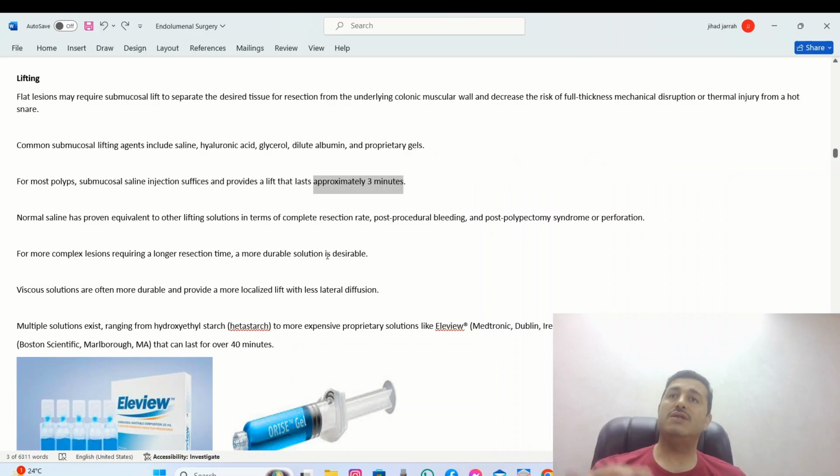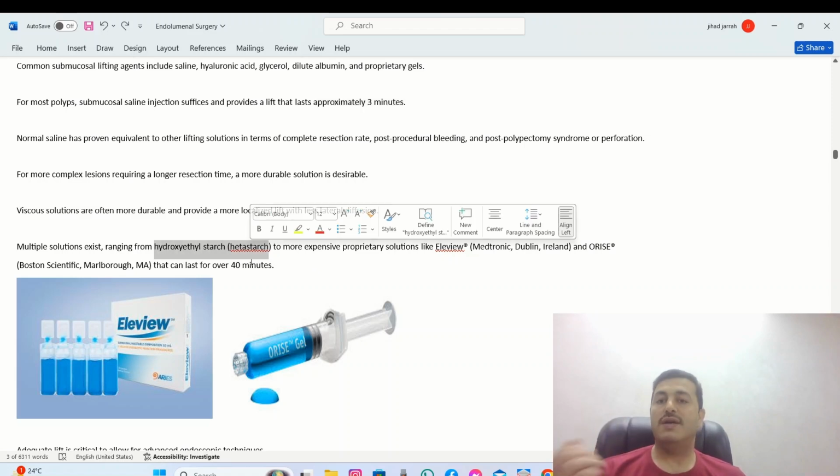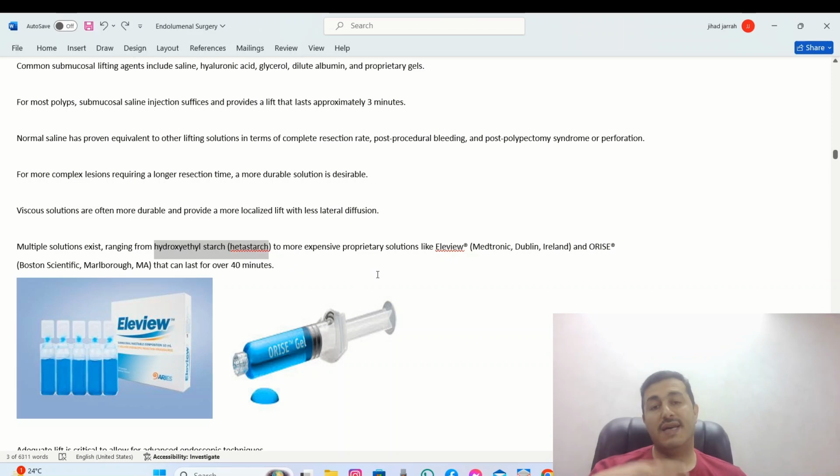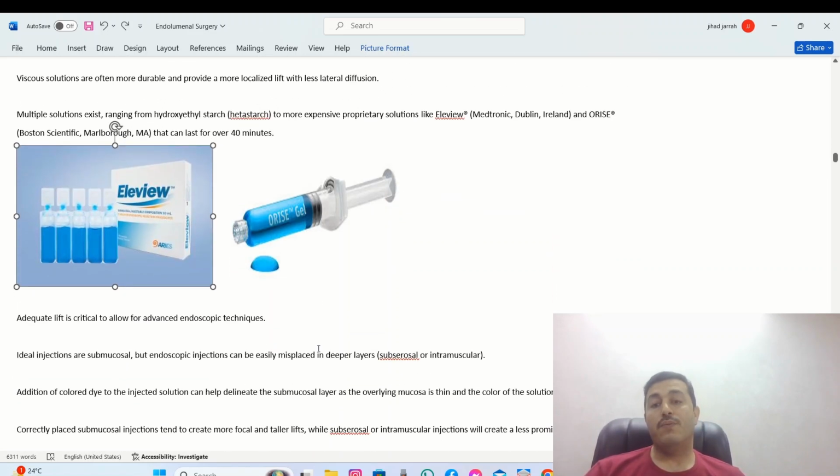But if we want to proceed with a more complex procedure, we need a more durable solution that will give us additional time to work. For example, this agent, hydroxyethyl starch, HES. It is of course more expensive than saline. Eleview. These are agents that give you elevation up to 40 minutes. So we may use these agents, for example, in endoscopic mucosal or submucosal dissection.